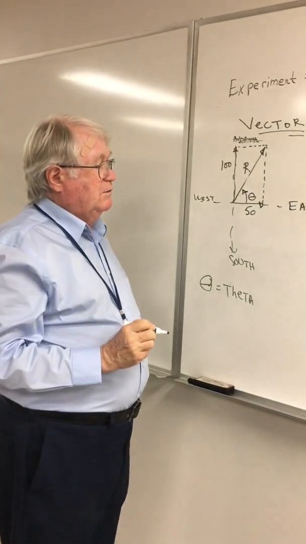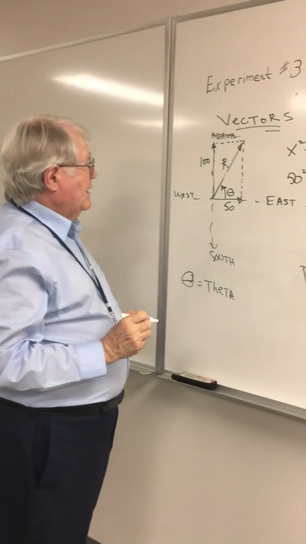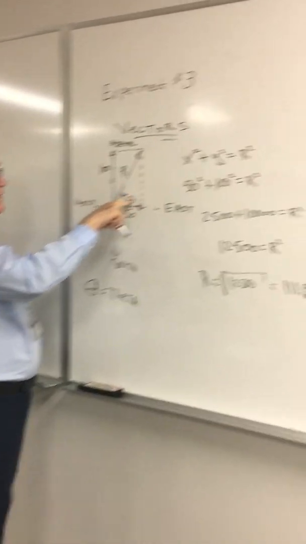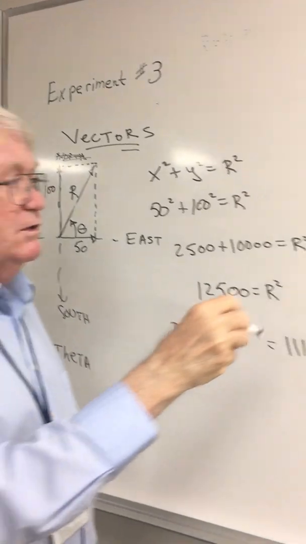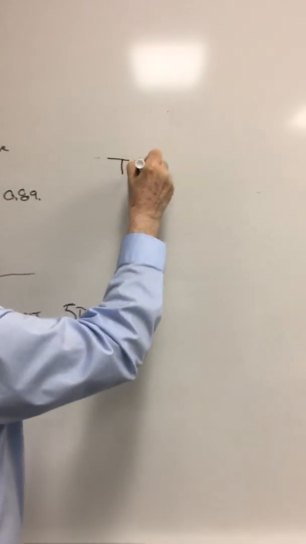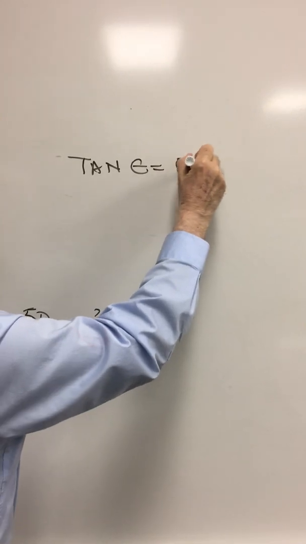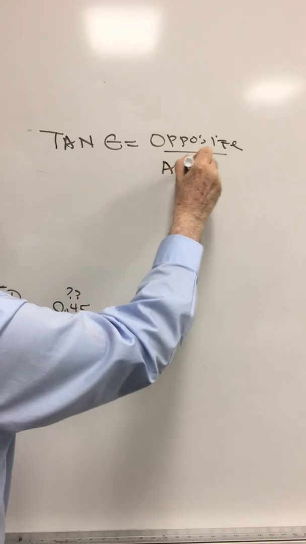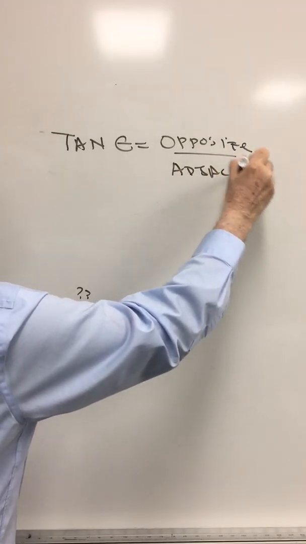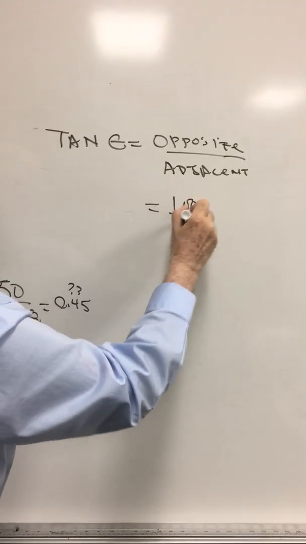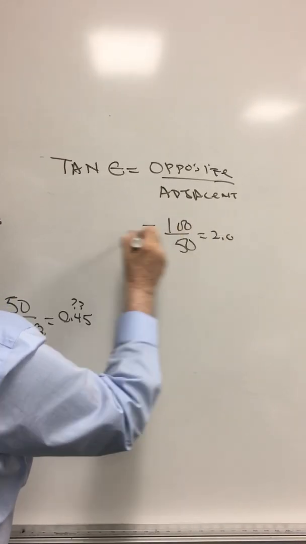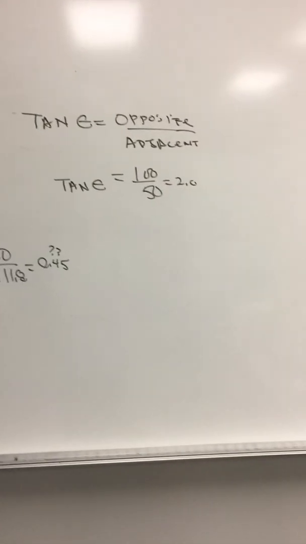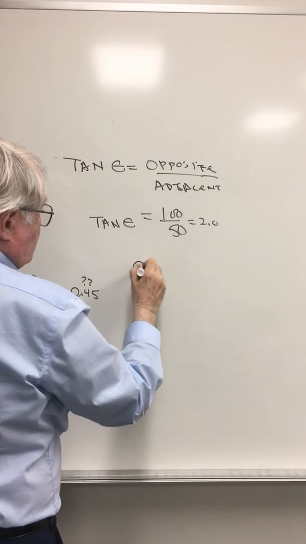The third function that we need to be able to use in this class, lab and lecture, is the tangent. Well, the tangent is the opposite divided by the adjacent. That's going to be 100 divided by 50, and it comes to be 2.0. And again, you look this up on your calculator or on that sheet of paper that you're going to be getting from me, and that comes about 63 degrees.